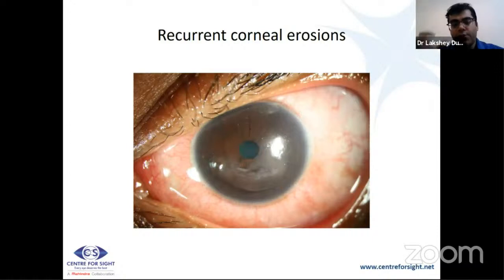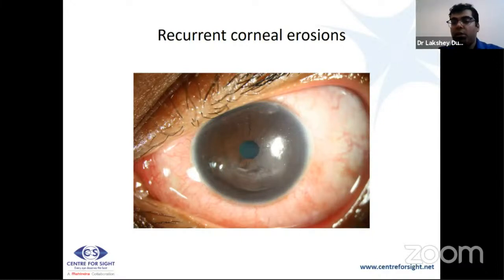So recurrent corneal erosions usually start with a minor trauma, and when the patient suddenly opens his eyes in the morning, it causes an abrasion, it causes erosions, and by the end of the day, they usually heal on their own.